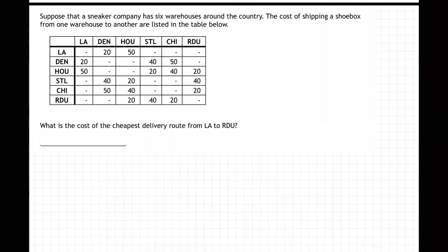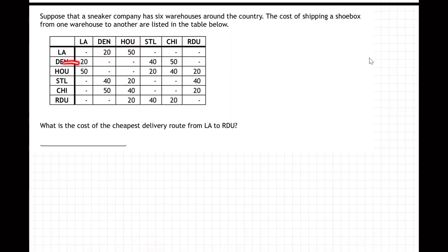Okay, so on this question, they're asking us, suppose that a sneaker company has 6 warehouses around the country. The cost of shipping a shoebox from one warehouse to another are listed below in the table. So in other words, this 20 is LA and Denver. To ship a shoebox from the LA warehouse to the Denver warehouse is a cost of 20. I don't know if it's $20. And to ship from the LA warehouse to the Houston warehouse is $50.